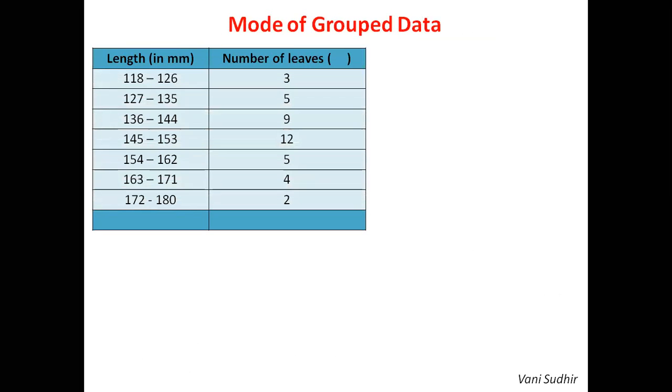Let us solve one more problem, when grouped data contains inclusive, non-overlapping classes. We have to see the class with maximum frequency. 12 is the maximum frequency. 145 to 153 is the modal class, but be cautious that the lower boundary is not 145. The lower boundary of the modal class is the average of 144 and 145. So we need to find class boundaries here.